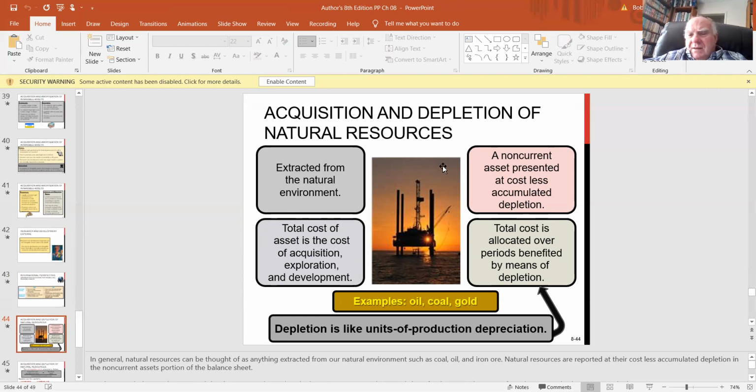It's a non-current asset presented at cost less accumulated depletion, and the total cost is allocated over periods benefited by the depletion. In other words, you struck oil, and it took you $10 million to strike oil. Well, that $10 million is your asset called an oil well. And you are going to deplete the oil well by every gallon of oil you take out of the earth.